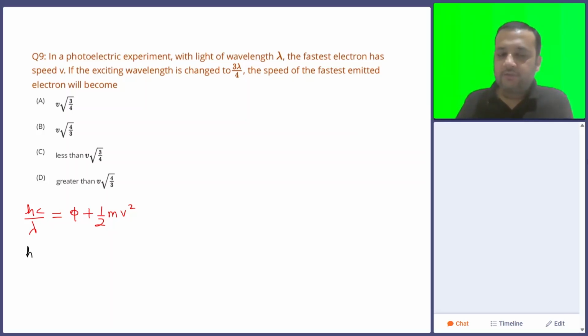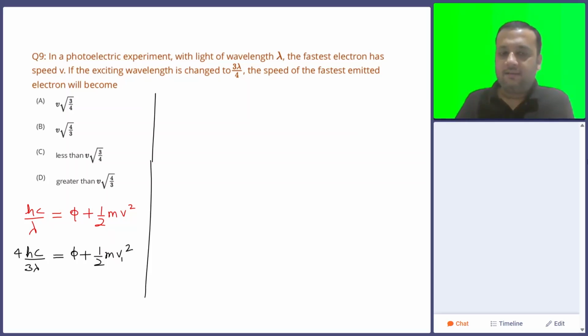So you will write the energy of the photon as hc by the new wavelength, which is 3 lambda by 4. So I'm writing 4 in the numerator, hc by 3 lambda by 4, equals phi plus K max. What is K max? Half m v1 square, where v1 is the new speed of the fastest electron. So we have to find the value of v1 itself.